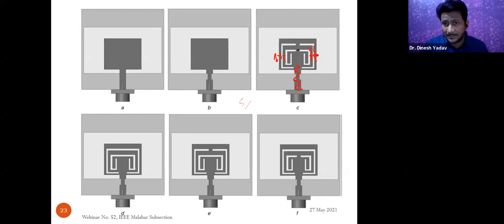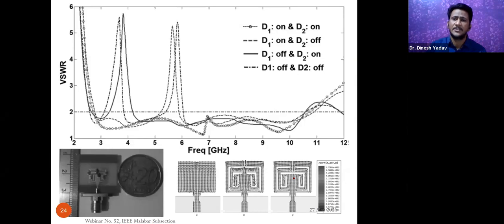So in this case, the biasing is there. These are the cases where the diode is on, and in this case the diode is off. This is the case: the first one is on, and the second one is on. So you can get the desired characteristic, and these are the results you can see over here.